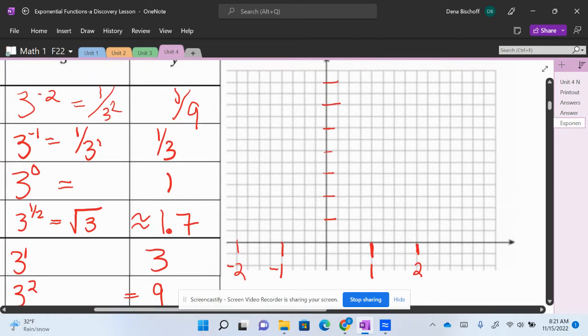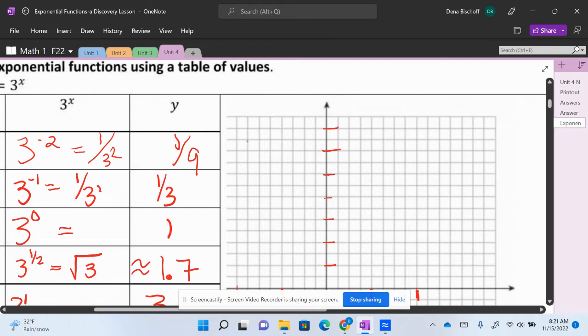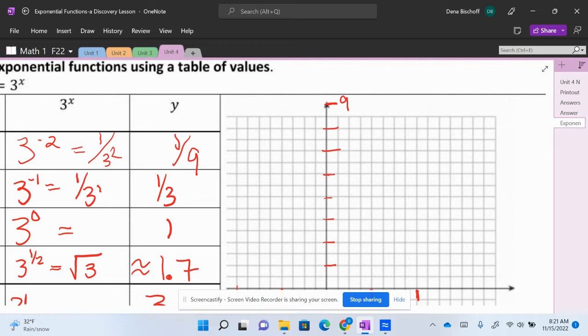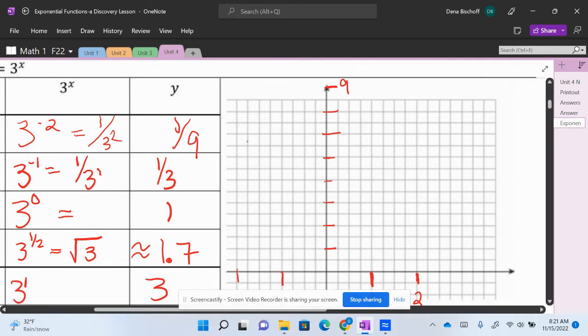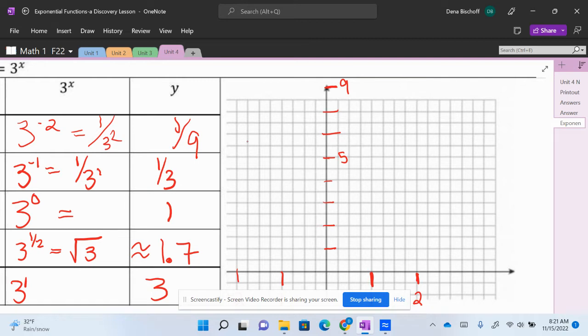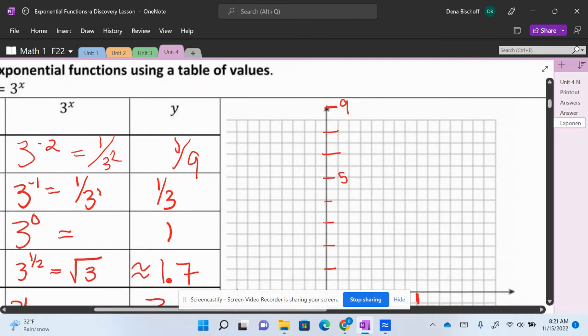And when you do that, 9, we need the number 9, actually is this number right here, right off the grid. It's one graph mark off the grid. I'm going to put my 5 right here. Wait, 1, 2, 3, 4, 5, 6, 7. I lied. 9 is up one more. 9.